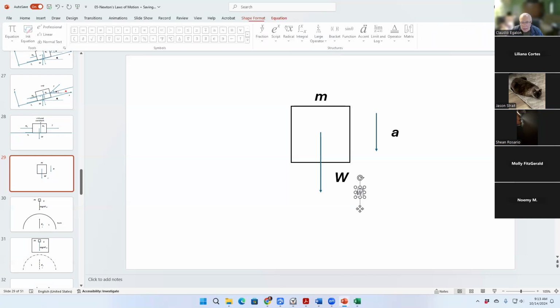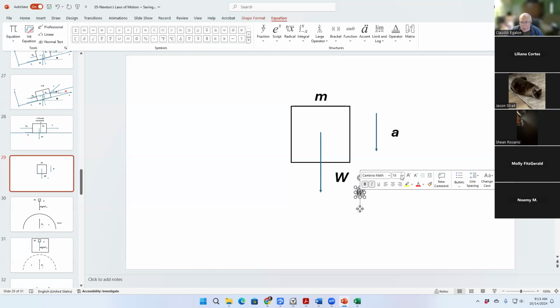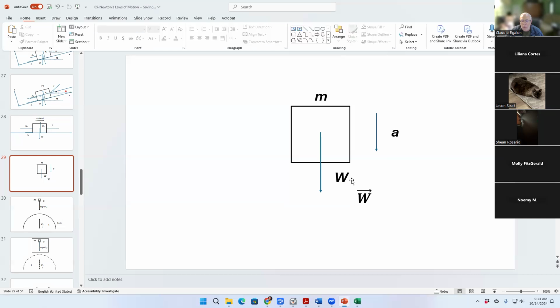Okay, I got it. And now, vectorial format, increase the size. Now, the m we're gonna leave like that because m is a scalar, right? And the acceleration is a vector as well. Note from the equation for Newton's second law that the acceleration must have the same direction as the net force, right?